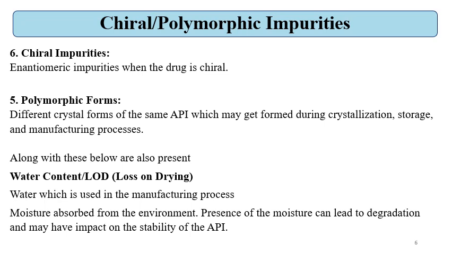Along with these, the API and the finished product contain water content. The water may be bound water to the molecule or may be unbound water. Then LOD, that is loss on drying. Whatever solvents are present in the drug substance and the product which get vaporized after drying are called loss on drying type of materials or loss on drying type of impurities. The loss on drying may involve solvent and water.